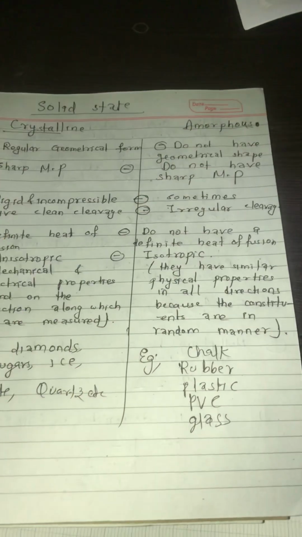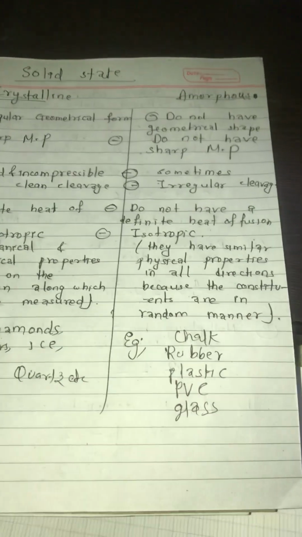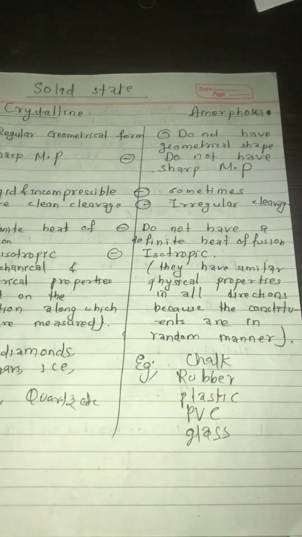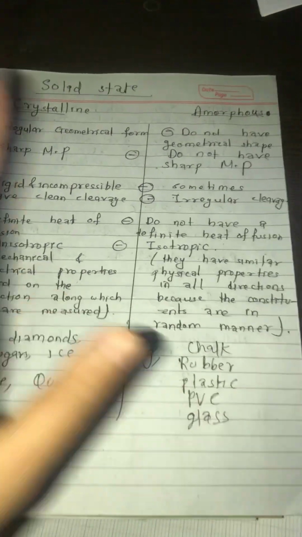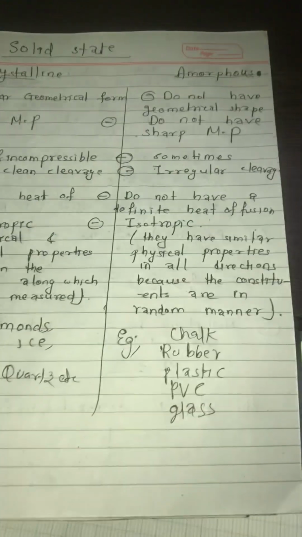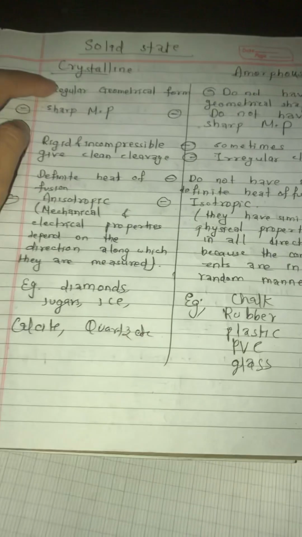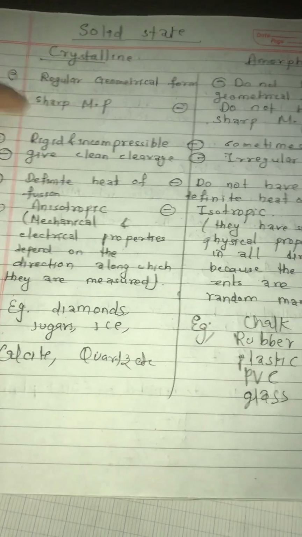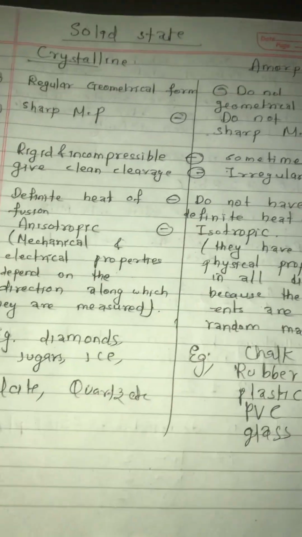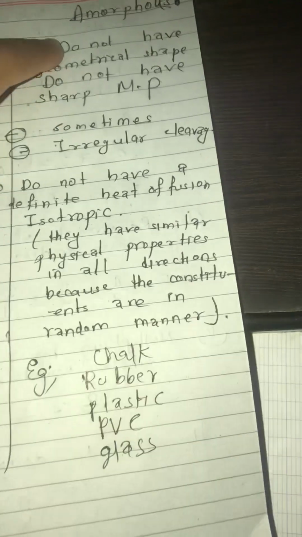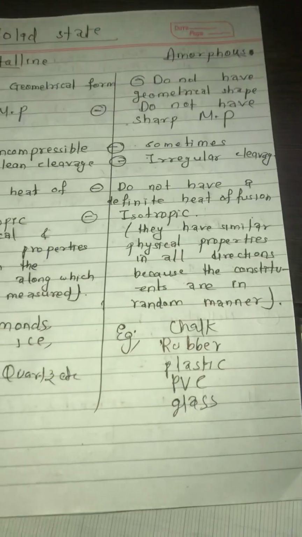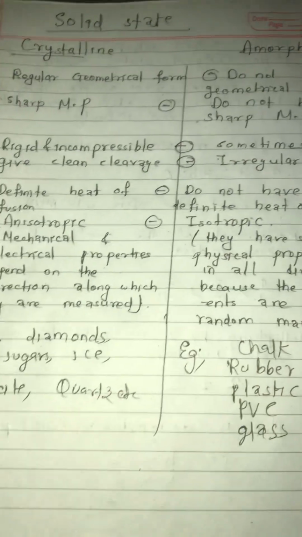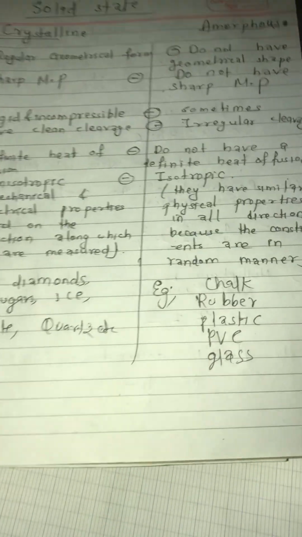While amorphous means, in Greek, without form. So they do not have geometrical forms or geometrical shape. They lack the order found in crystalline solids. Next is about the sharp melting point. Crystalline solids have a sharp melting point, while amorphous solids do not have a sharp melting point. That is, they melt over a wide range of temperatures, while crystalline solids melt at a particular temperature.